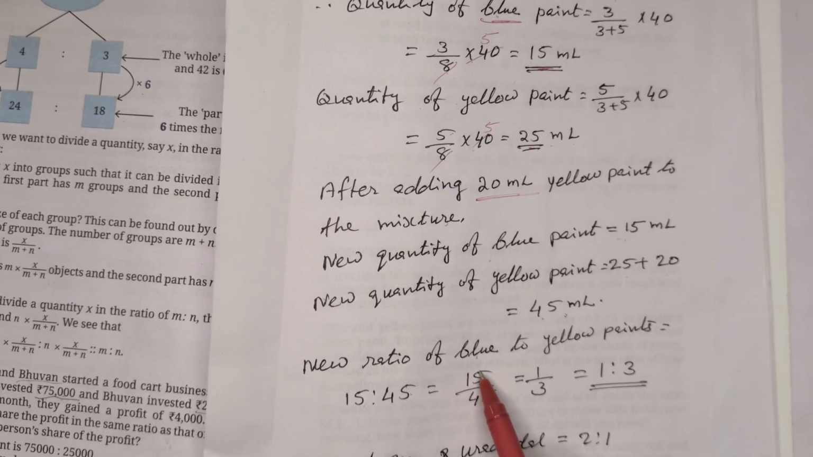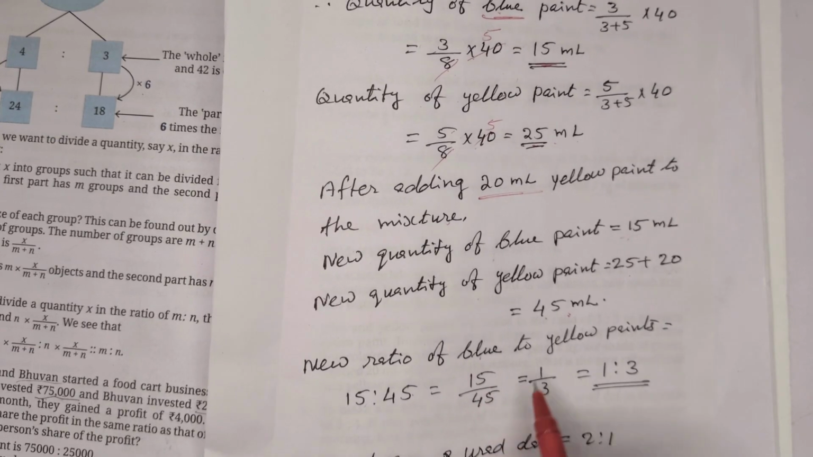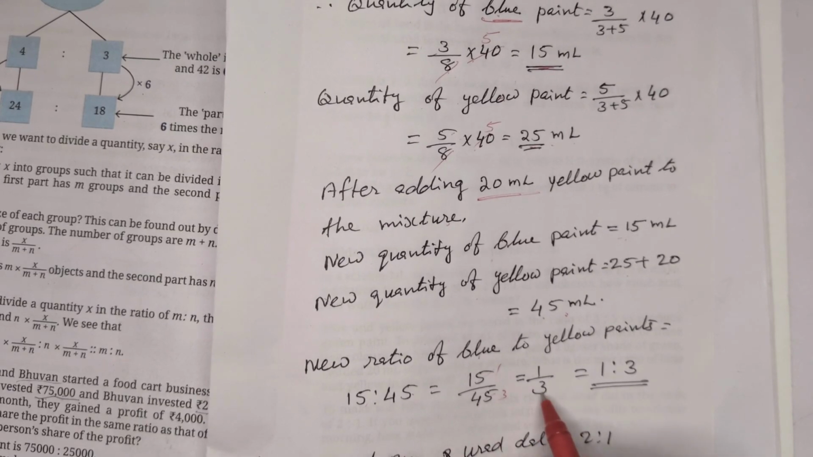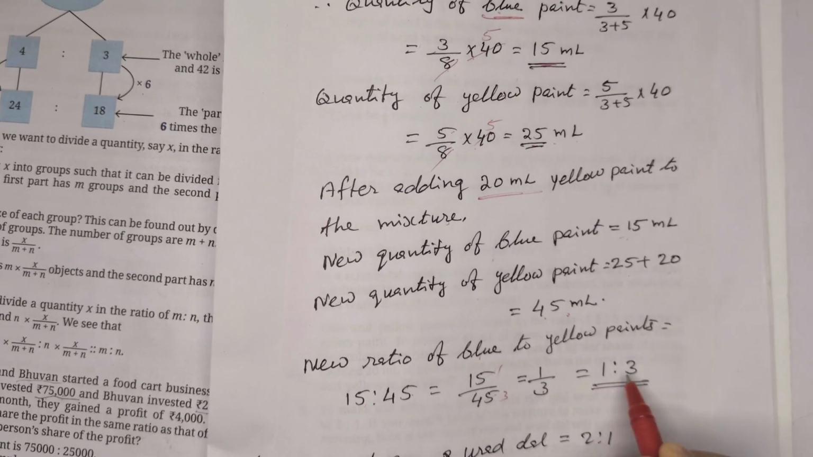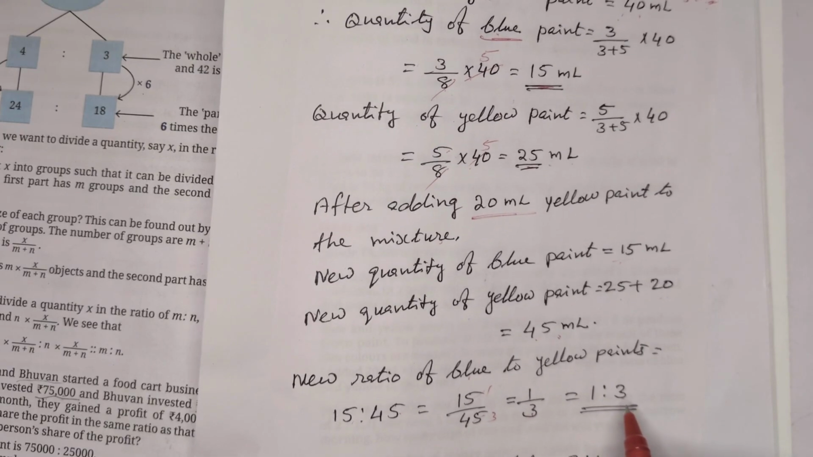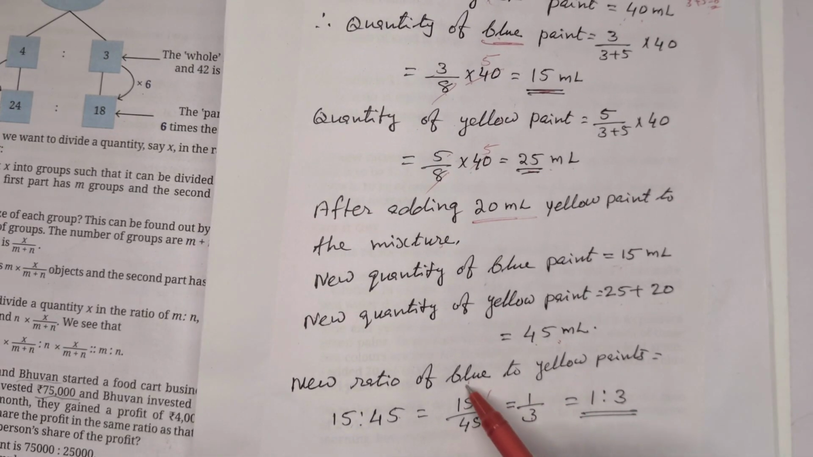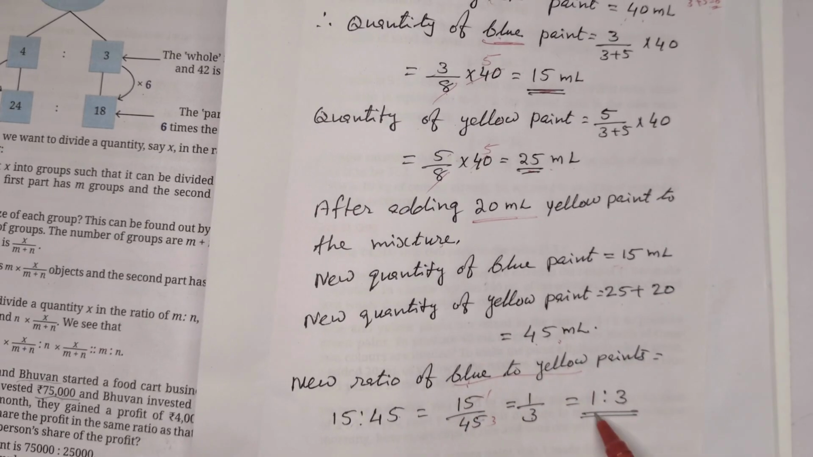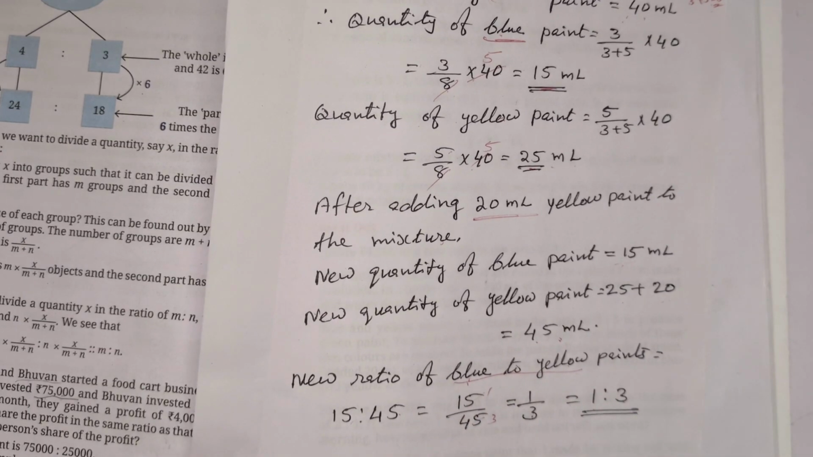That we can write as fraction form, 15 by 45. Divide by 15, we will get here 1 time, and 3 times 15, 45. 1 by 3, which is equal to 1:3. So the new ratio of that blue to yellow paints, that is 1:3.